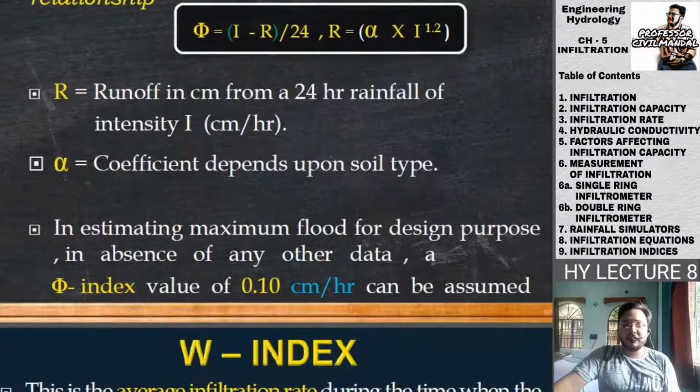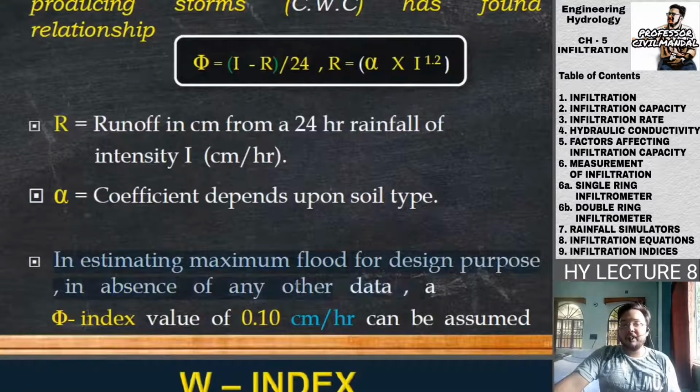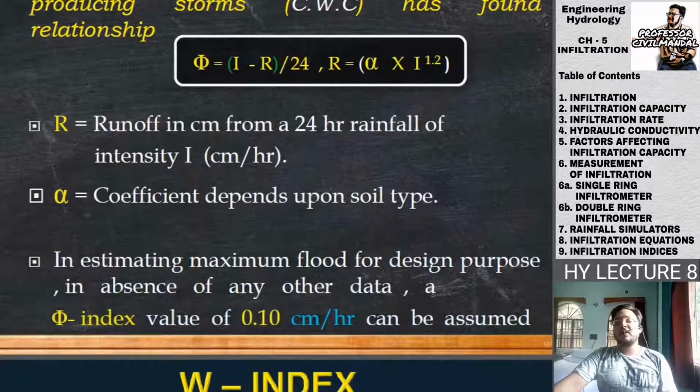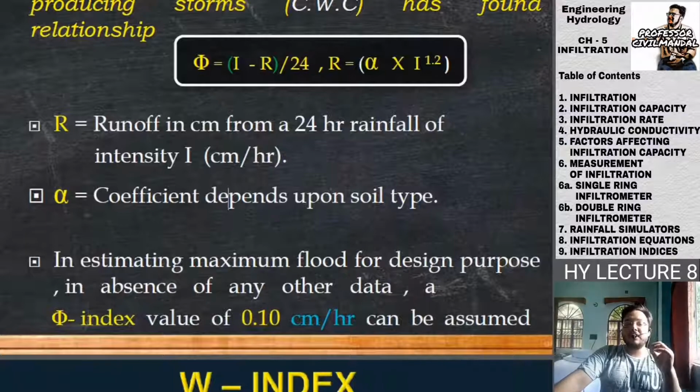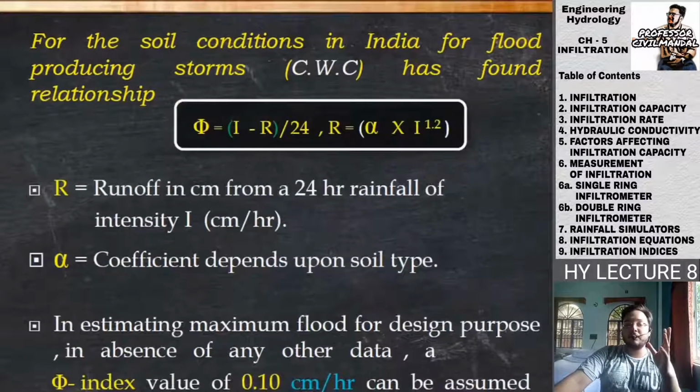Let's read the last point: in estimating the maximum flood for design purpose, in absence of any other data, a phi index value of 0.1 centimeter per hour can be assumed. So suppose in a particular condition where you are about to estimate the maximum flood for a design purpose, if there is some absence of any other data, suppose if one data is not available, you are going to use this particular phi index formula.